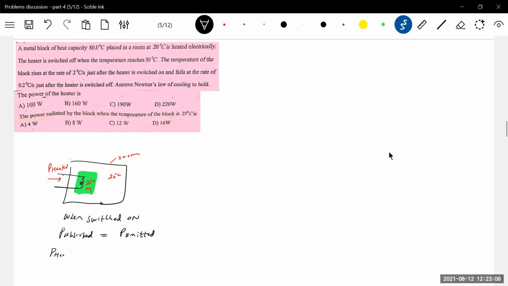Power absorbed is the power of the heater plus sigma A, temperature T naught to the power of 4, where room temperature is T naught. Power emitted should be equal to mass into specific heat into rate of change of temperature of the body. Heat capacity is available for us. So substituting this, P heater plus sigma A T naught to the power of 4 equals M into S, which is 80.